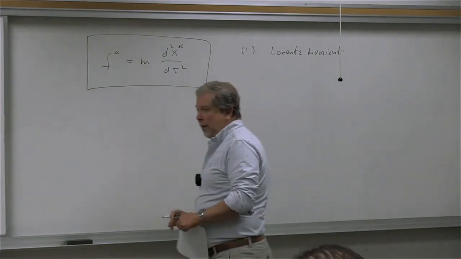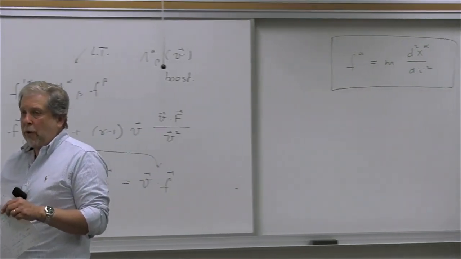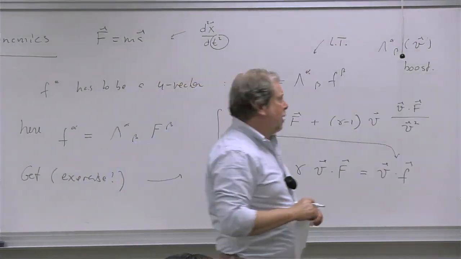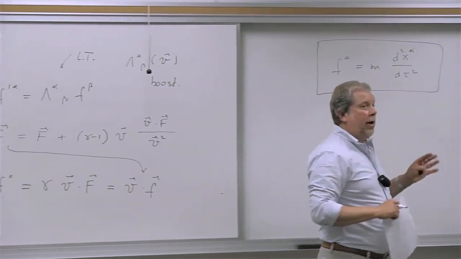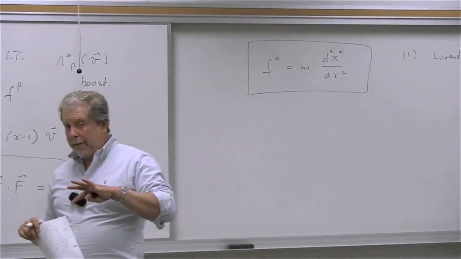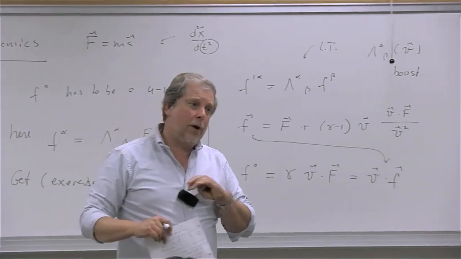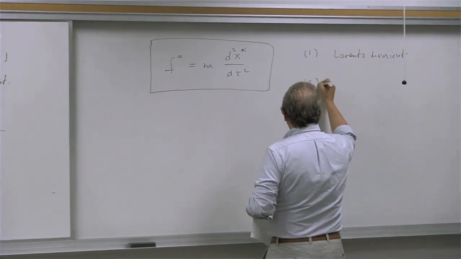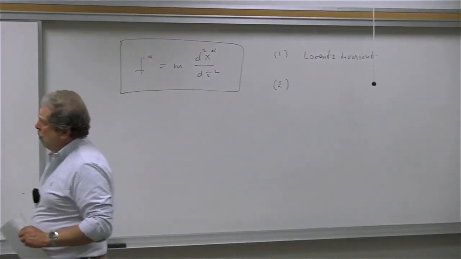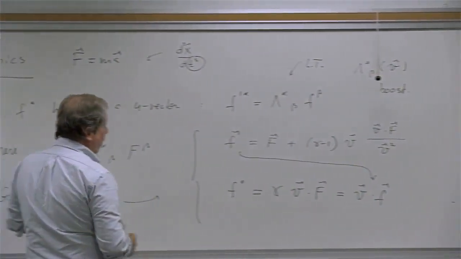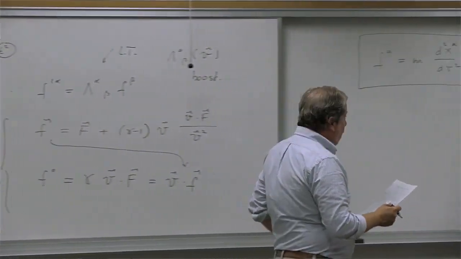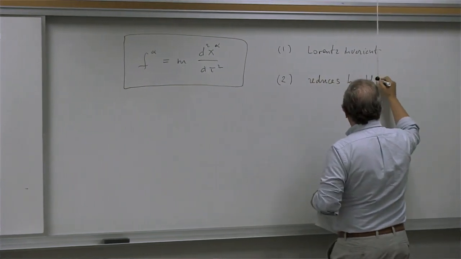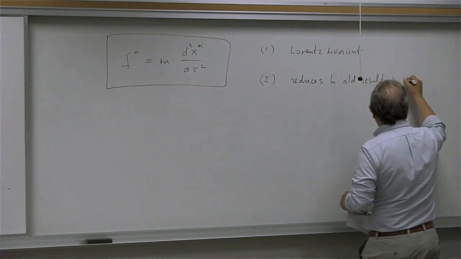It is actually Lorentz covariant, but in any case, it's a Lorentz invariant form. It looks like everything that appears in it is a 4-vector, right? Which means that if this equation is satisfied in one frame, it will also be satisfied in another frame where you replace the x by the x prime and the f by the f prime. Right, it is Lorentz invariant, and what is the second property that it has? It reduces to this original equation when the particle's velocity goes to 0, right? So it reduces to the old result in the appropriate limit.